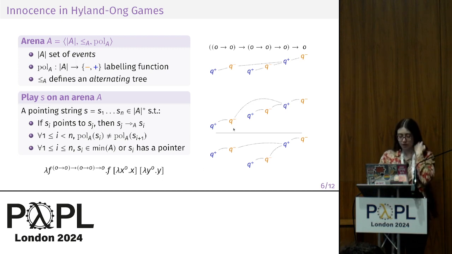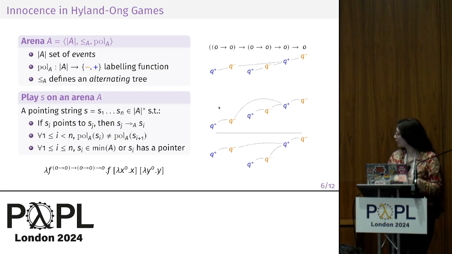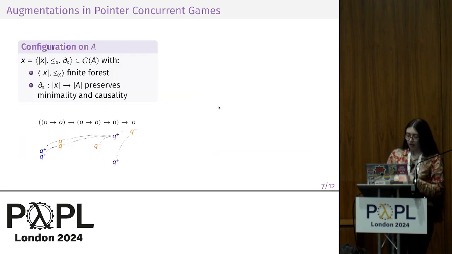So the homotopy relation is equating those two plays. It is putting into relation plays that can be obtained from one another only by moving around those pairs of minus plus opponent moves. As long as you move them and you don't break any pointer link, all those plays are equivalent. And another way to see them is using augmentations in pointer concurrent games.